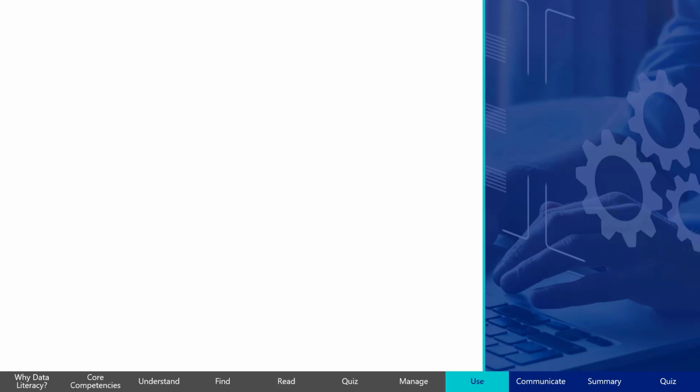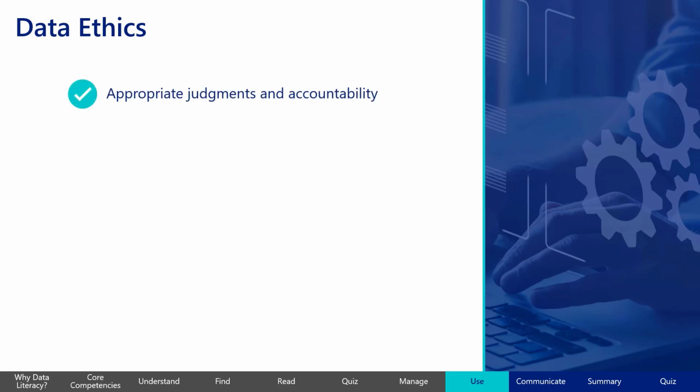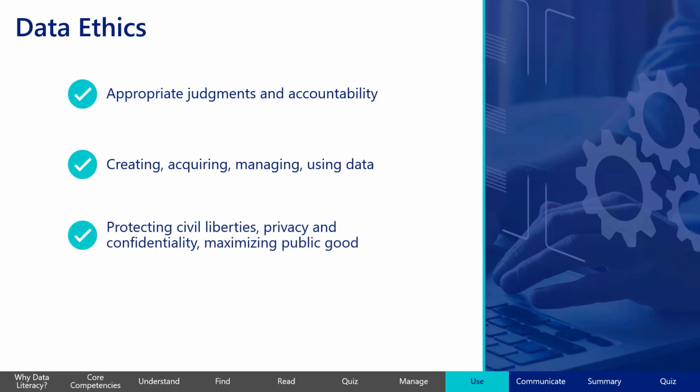No matter what kind of analysis you use, practicing ethical behavior is essential throughout the data lifecycle. Data ethics are the norms of behavior that promote appropriate judgments and accountability when creating, acquiring, managing, or using data, with the goals of protecting civil liberties, ensuring the protection of privacy and confidentiality of individuals, and maximizing the public good. It is important to note data-related activity can be lawful but still be unethical. In other words, legal compliance does not guarantee ethical behavior.